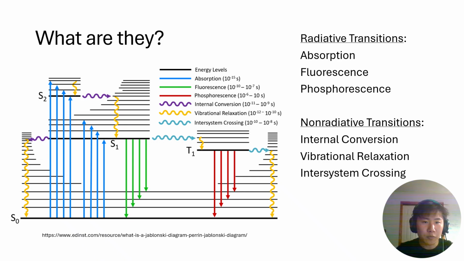Intersystem crossing happens when a molecule transitions to a state with a different spin multiplicity, like excited singlet going to excited triplet. This requires spin-orbit coupling in order to conserve spin, so the orbital configuration typically needs to change in a way that keeps the total spin conserved.